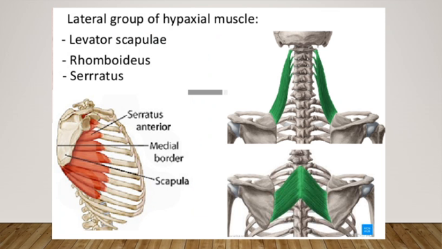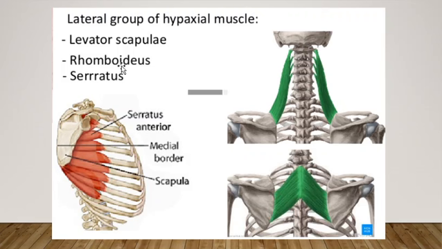The lateral group of hypaxial muscle developed into levator scapulae, rhomboideus, and serratus. So if we are going to study the human muscle system, the levator scapulae is attached to the first cervical bone of the human, C1, then goes to the anterior end of the scapula. So this is the levator scapulae. It pulls or elevates your scapula up.